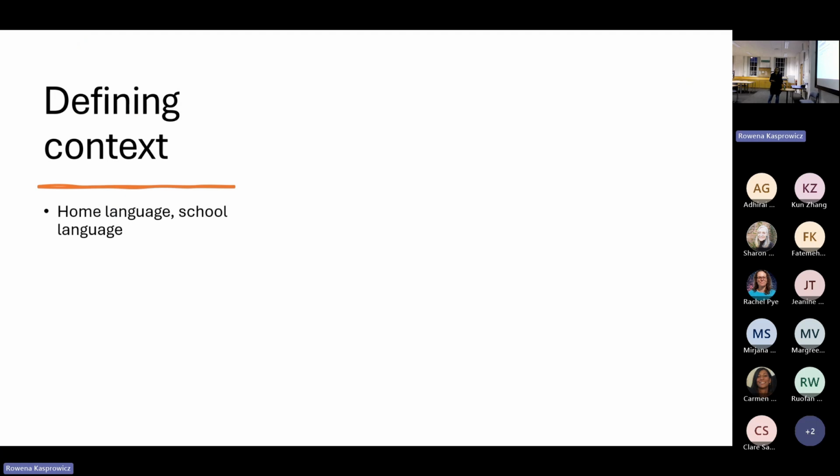Now, defining context was another area that we had to work with. We were interested in home language and school language. I'll split this up. My focus will be on home language, but we are beginning to find effects of school language we had not anticipated. And I'd be interested in your response to what we are finding from school language.